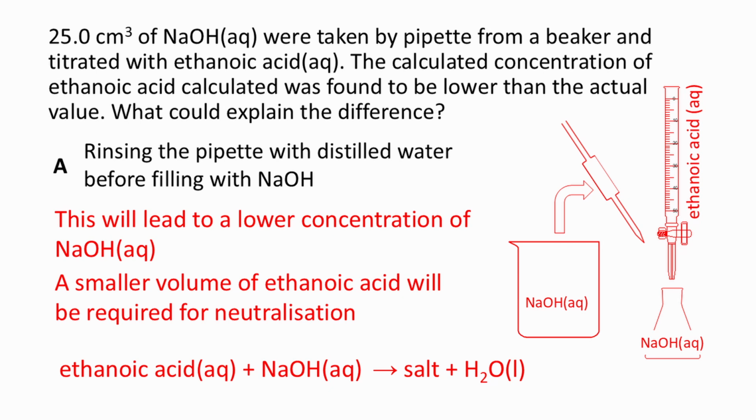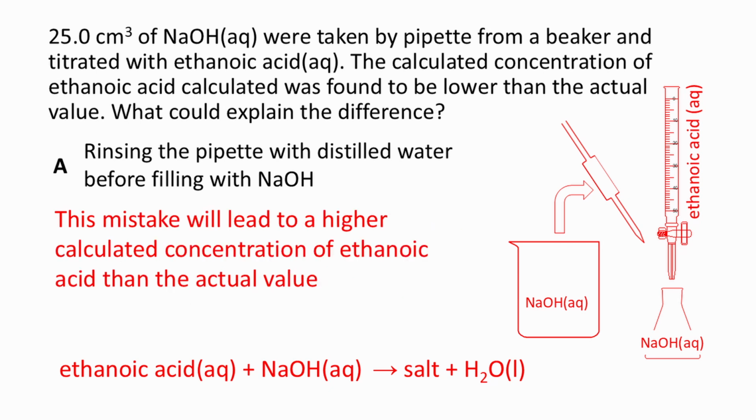A. Rinsing the pipette with distilled water before filling with NaOH. This is definitely a mistake. We should rinse volumetric glassware with a solution that you are going to use it with, not water. The impact of rinsing this glassware with water leads to a lower concentration of sodium hydroxide. This means that a smaller volume of ethanoic acid will be required for neutralisation. This mistake will lead to a higher calculated concentration of ethanoic acid than the actual value.